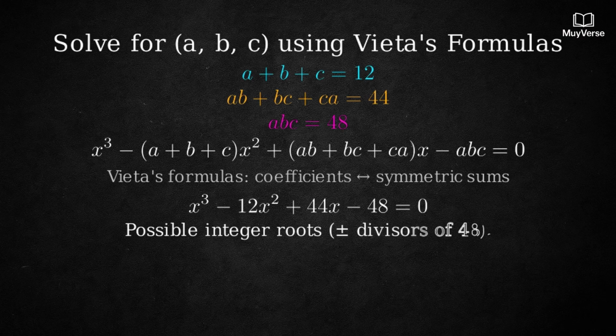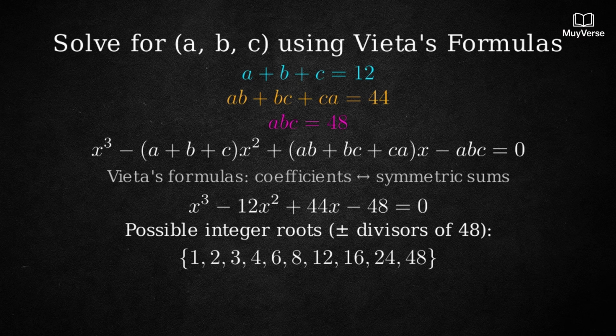Compute f of 1. 1 minus 12 plus 44 minus 48 equals negative 15, not 0. Now compute f of 2. 2 cubed is 8, minus 12 times 2 squared is minus 48, plus 44 times 2 is plus 88, minus 48 gives 0. So x equals 2 is a root.